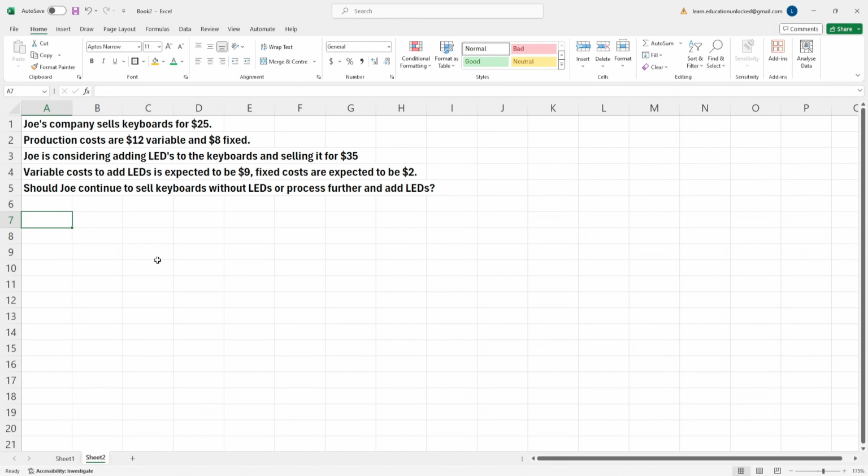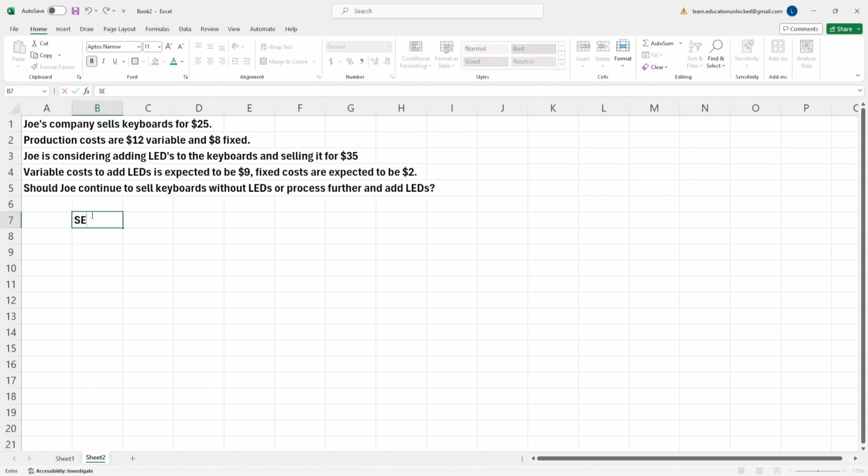All right, guys, so I'll be giving an example for sell or process further. So here, Joe's company sells keyboards for $25. Production costs are $12 variable and $8 fixed. Joe is considering adding LEDs to the keyboards and selling it for $35. Variable cost to add LEDs is expected to increase to $9, and then fixed costs are expected to increase to $2. So should Joe continue to sell keyboards without LEDs or process further and add LEDs?